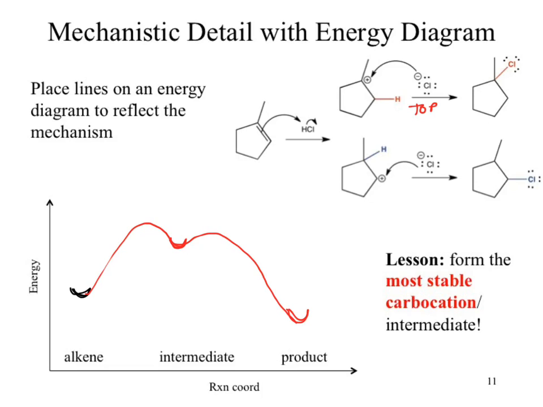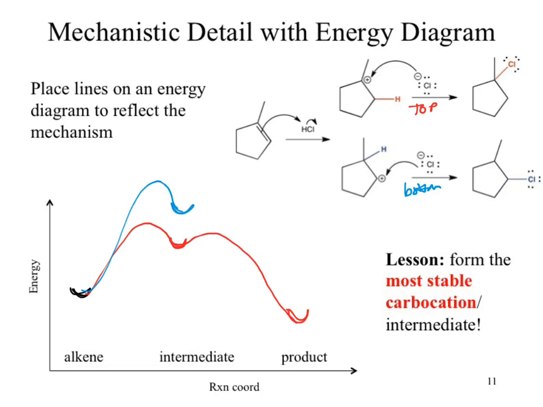What happens with our bottom case? The intermediate is higher. Why is the intermediate higher in energy? Because it's less stable. Why is it less stable? Because it's secondary. The secondary carbocation is less stable, which means it's higher in energy.